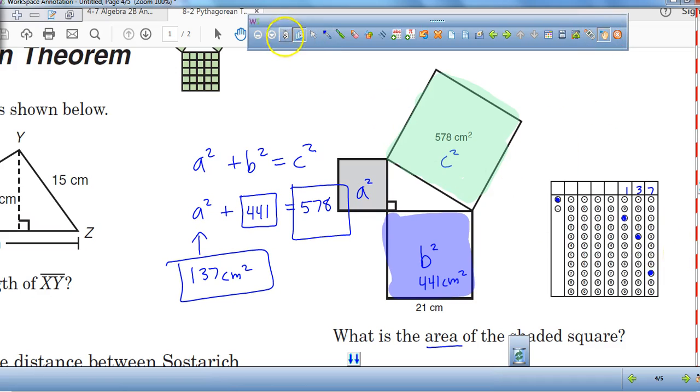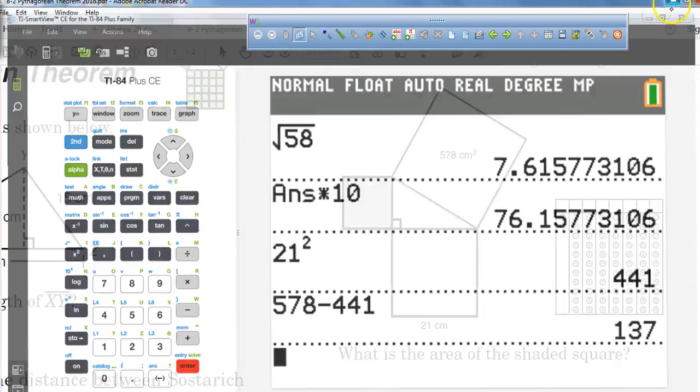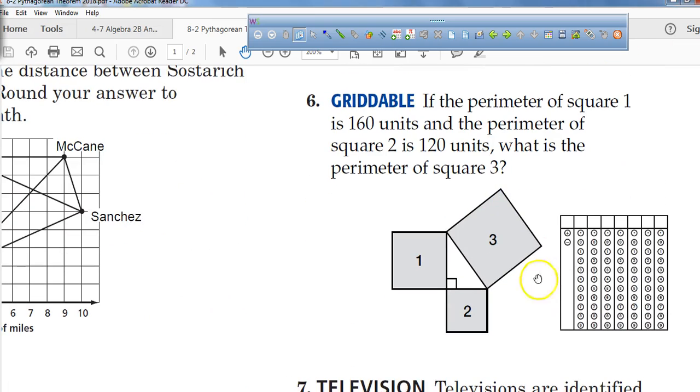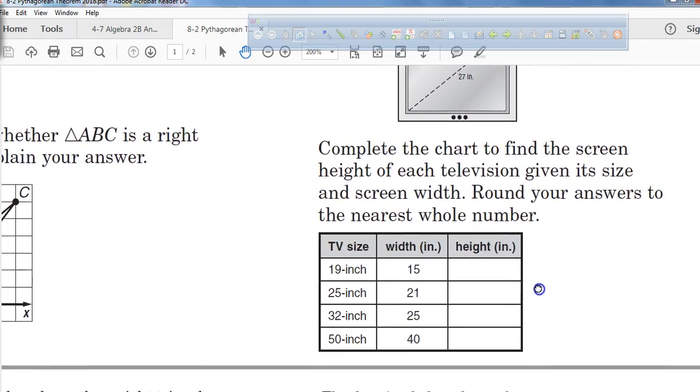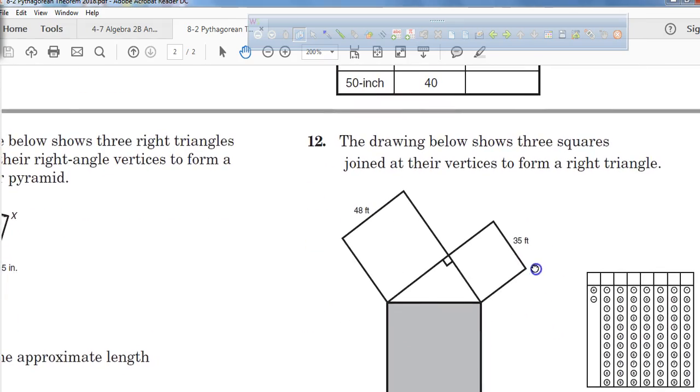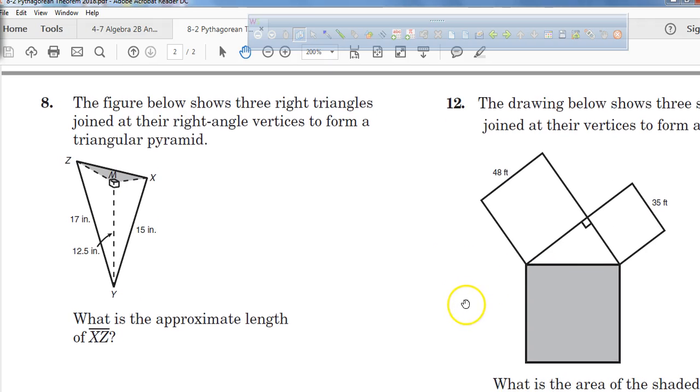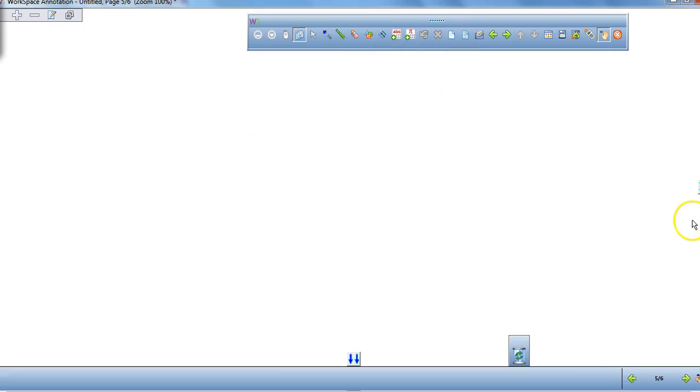Now the rest of this paper is either finding areas or finding lengths. You have to figure this out. I'm not going to do number 6. It's very similar, dealing with a diagonal. What I want you to do is search. There's only two things that you're going to be finding.